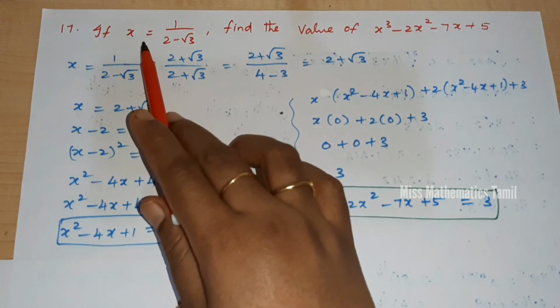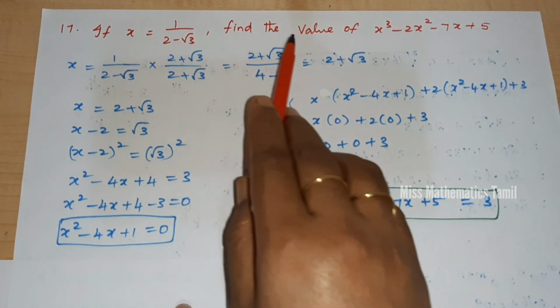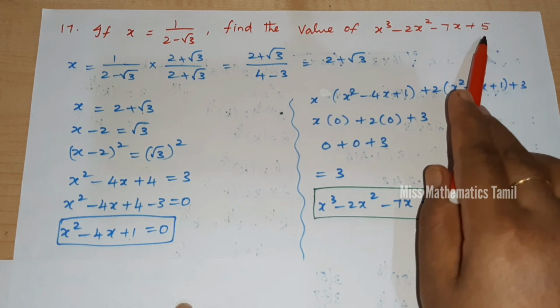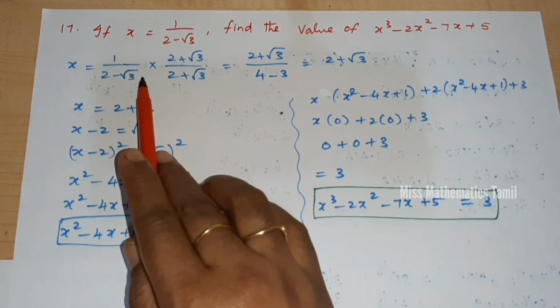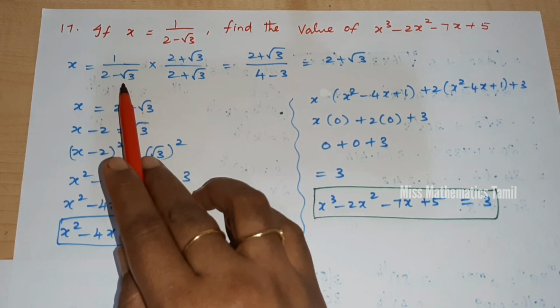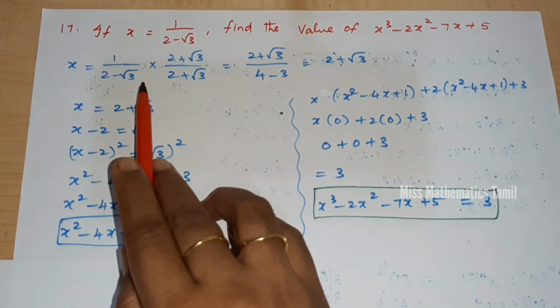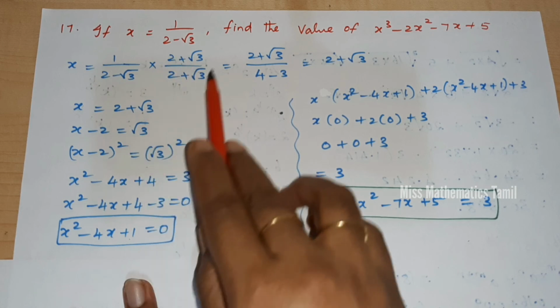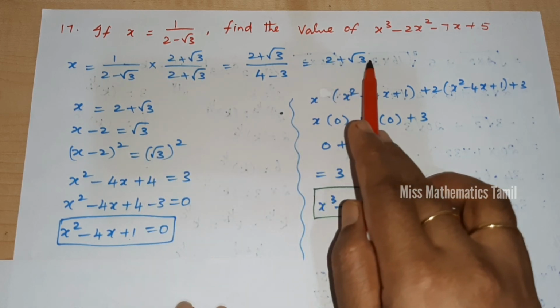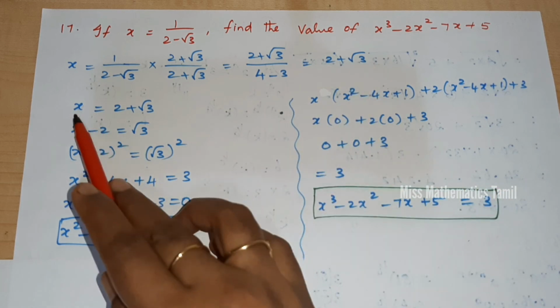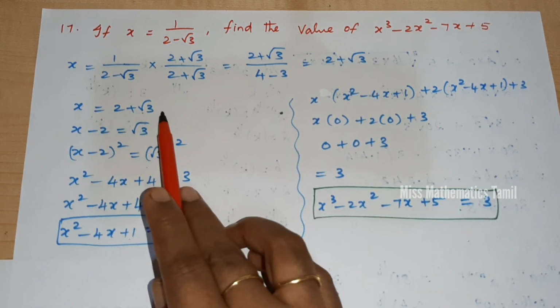17th sum, if x is equal to 1 by 2 minus root 3, find the value of this equation. Okay, now we have x is equal to 1 by 2 minus root 3. Okay, in the denominator a root number is there. For that we have to do rationalization. For that I am doing this. Finally, x is equal to what? 2 plus root 3 is the answer. Okay, this is x is equal to 2 plus root 3.